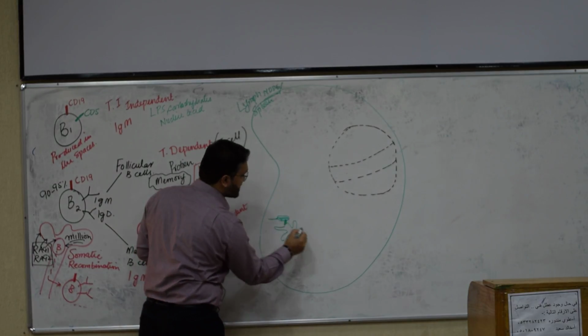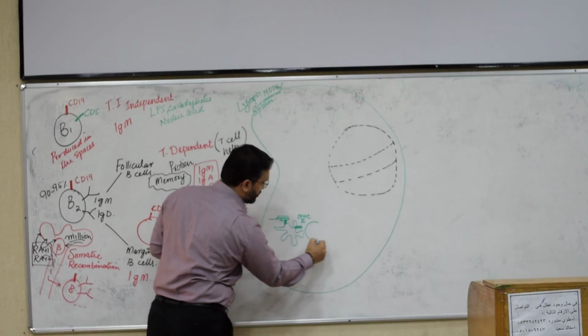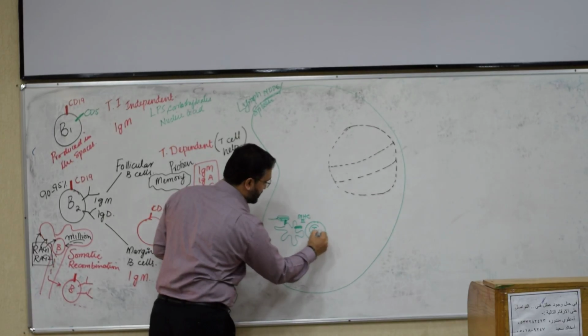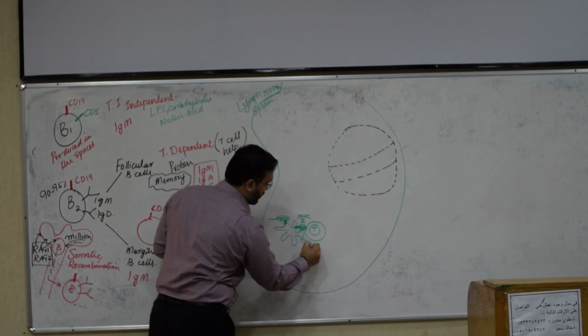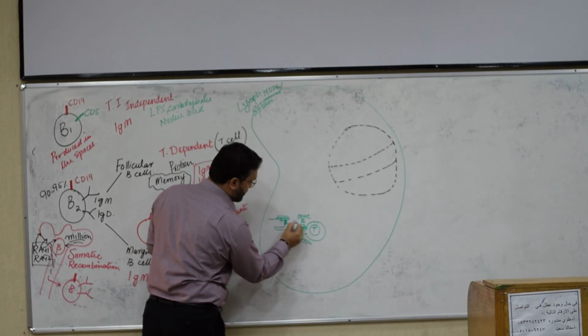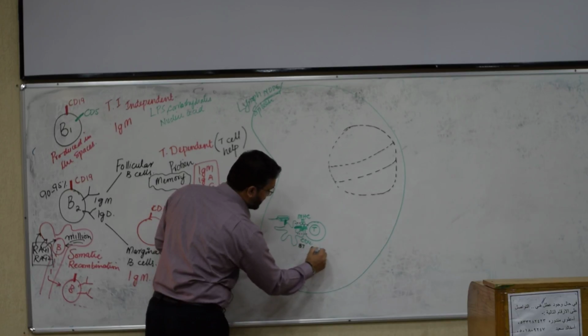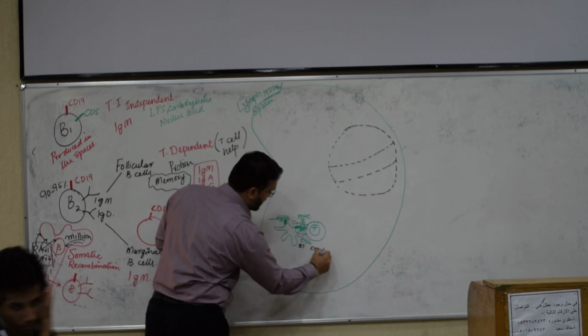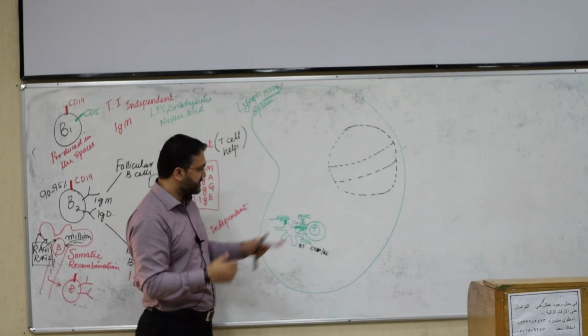It was recognized, and then with the help of MHC class 2, it will be presented to CD4 T cells. And what are the co-stimulatory signals? B7, CD80, 86, or CD28. CD80 and 86.